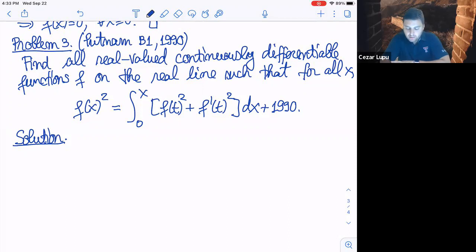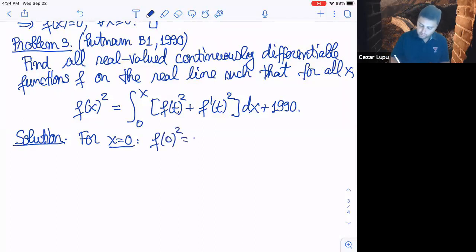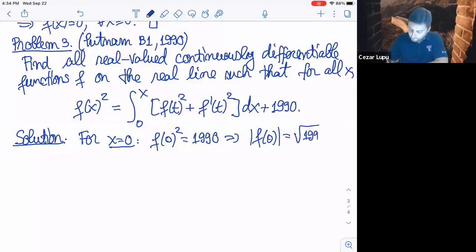So first, let's point out some trivial remarks for this problem. For example, if we set x equal to 0, what do we get? We get f of 0 squared is 90. So f of 0 in absolute value is the square root of 90. All right, great, because we will need this.